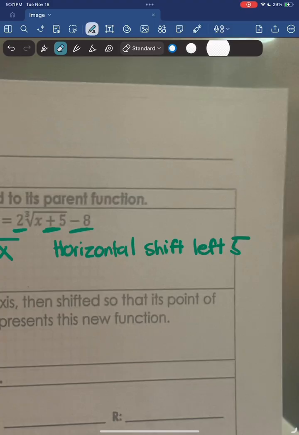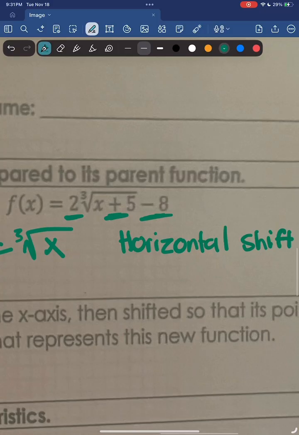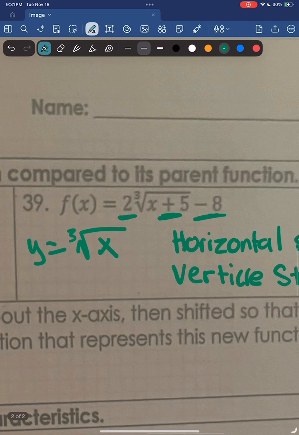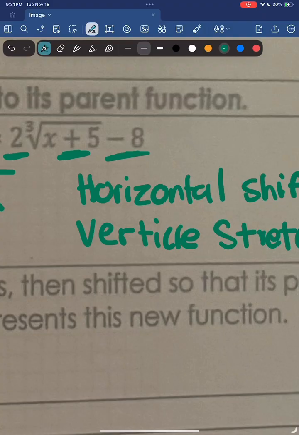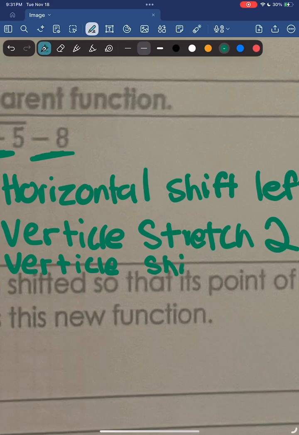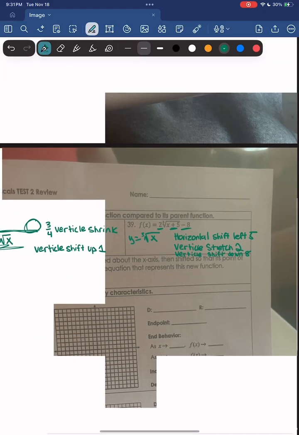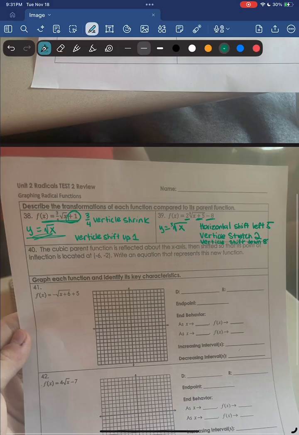All right, and then the second transformation we have is a vertical stretch by 2, right? We can see that in the front. See that vertical stretch by 2. And then there's that third one that is the vertical shift down 8. Bang! Let's move on.